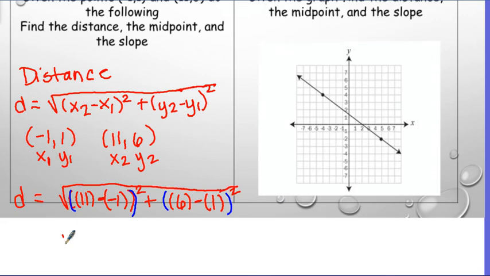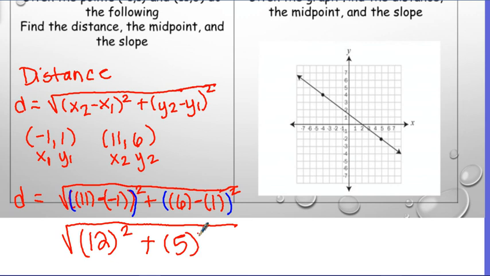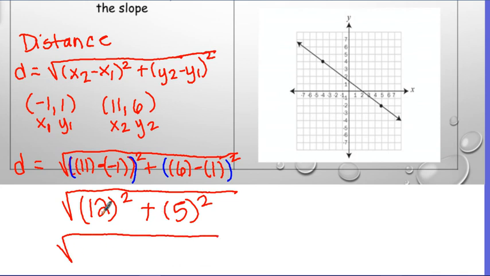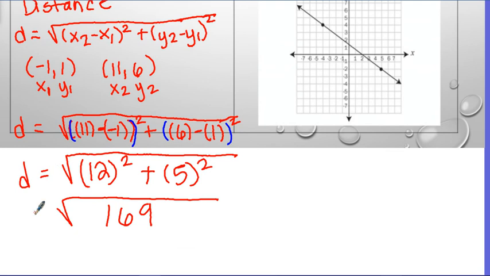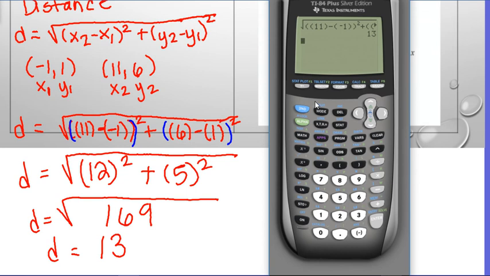You can go directly to your calculator, or you can do the math too. So let me show you what it did. It did 11 plus 1, because these two minuses becomes plus, so you're going to square this, plus 6 minus 1 is 5, so 5 squared. So you get 144 plus 25, which is 169. And then you get distance equal 13. Square root of 169 is 13. Alright, so that's how you get the distance.